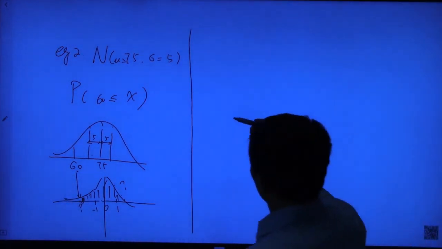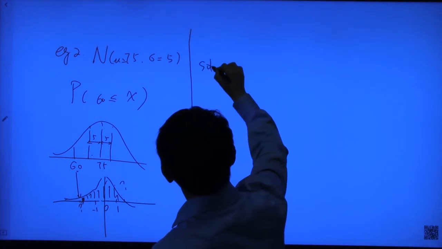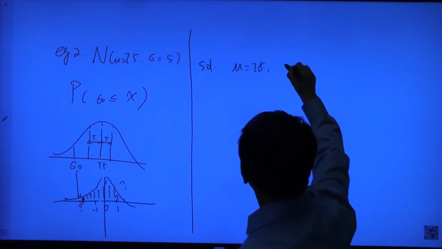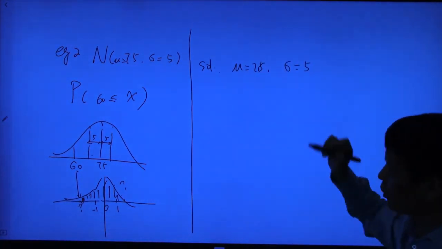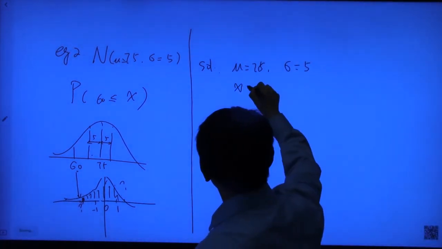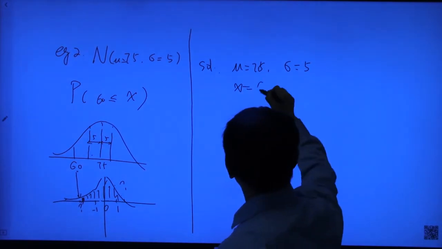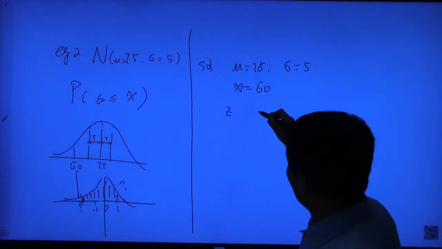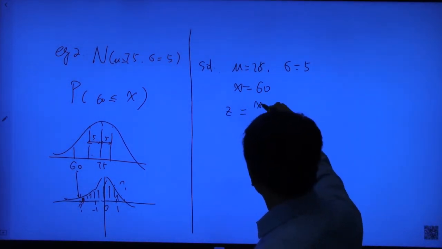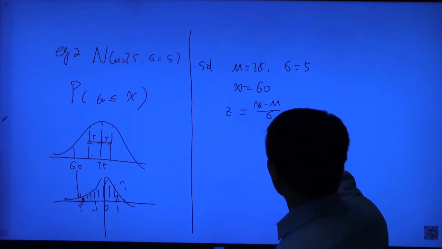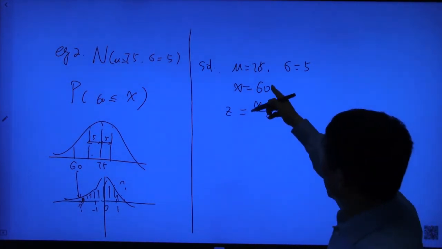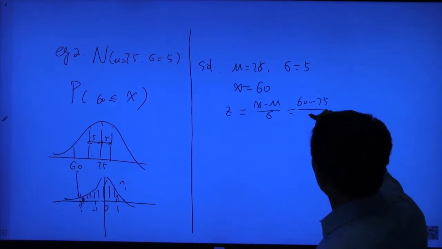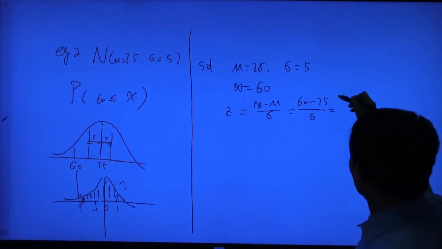Alright, anyway, first, the solution, and we follow the steps. Again, mu equals 75, and the standard deviation equals 5. You copy all this. Then we know the x of interest equals 60. And the next one, try to find the z-score. We write the formula first. So z equals x minus mu divided by standard deviation. And this one will be equal to, plugging in numbers, 60 minus 75 divided by 5. So that will be equal to negative 15 over 5, so negative 3.